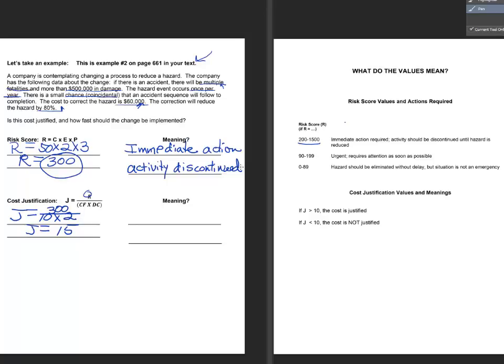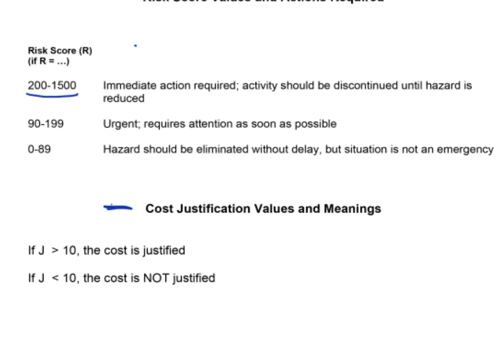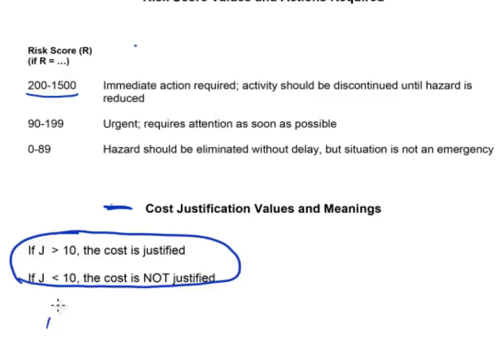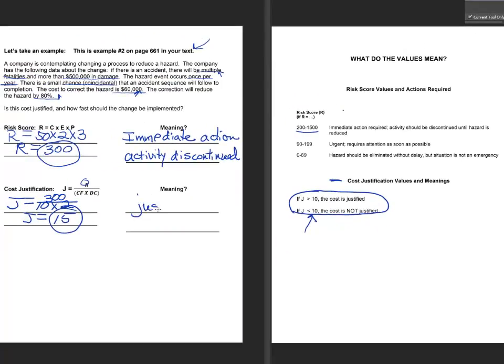Okay, now the next thing we're going to look at is cost justification. And we have a value of 15 we got for our cost justification. This is a pretty simple one. If J is greater than 10, then the cost is justified. If it's less than 10, it's not. So 15 is greater than 10. So the cost to fix the hazard is justified, and we have to act immediately.